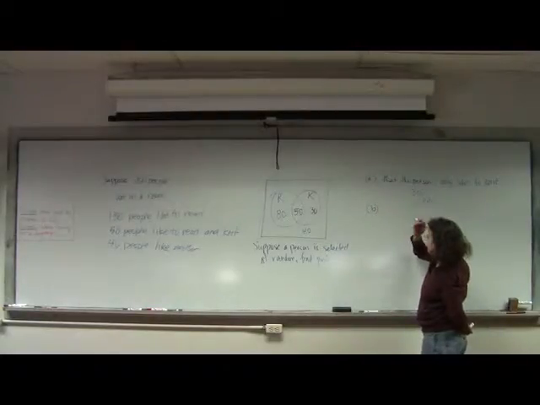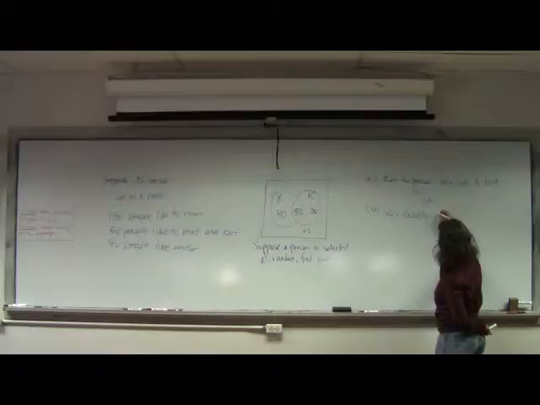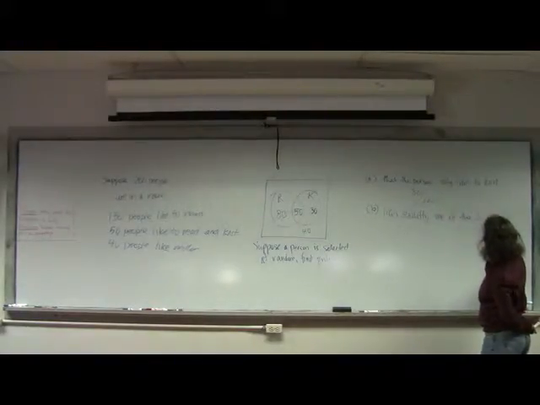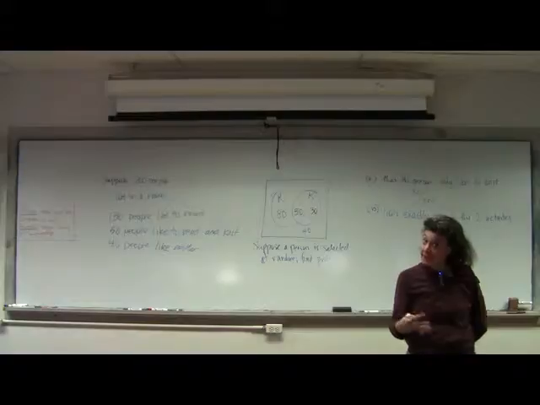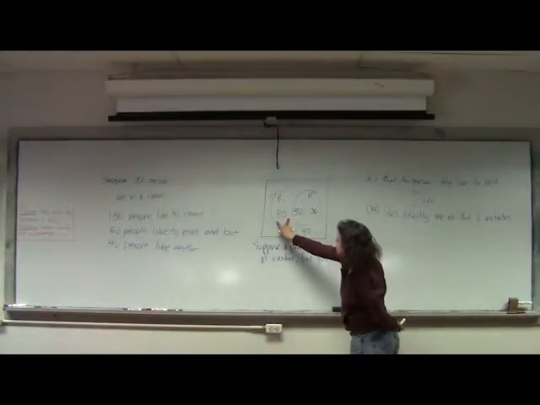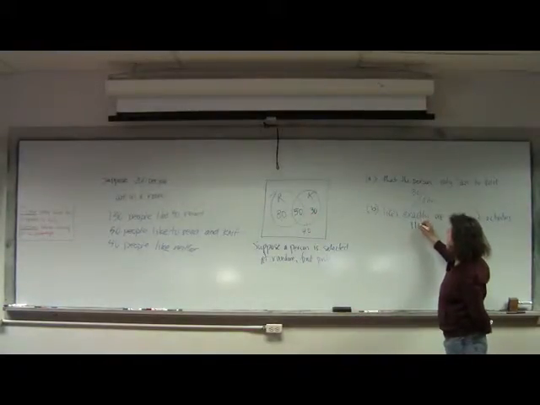Now let's find the probability that the person likes exactly one of the two activities. In other words, we're interested in the people who only like to knit or only like to read. So only like to read is 80, only like to knit is 30. So here we'll have 110 out of 200.